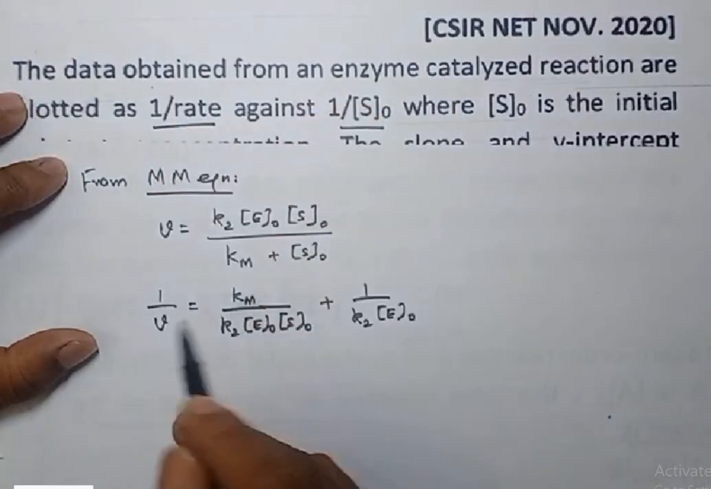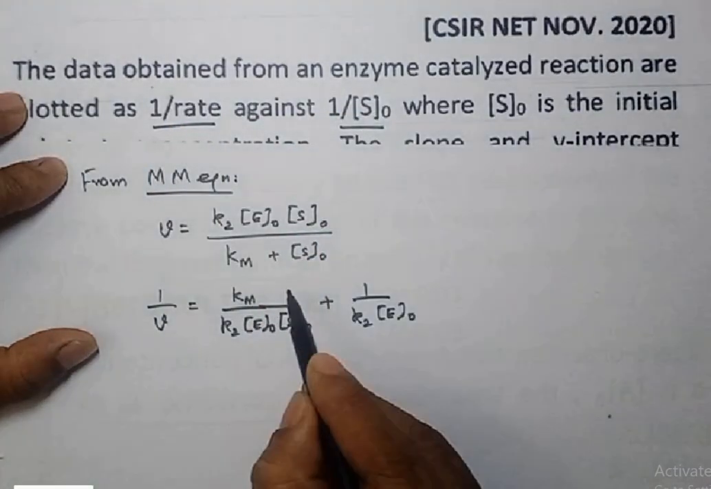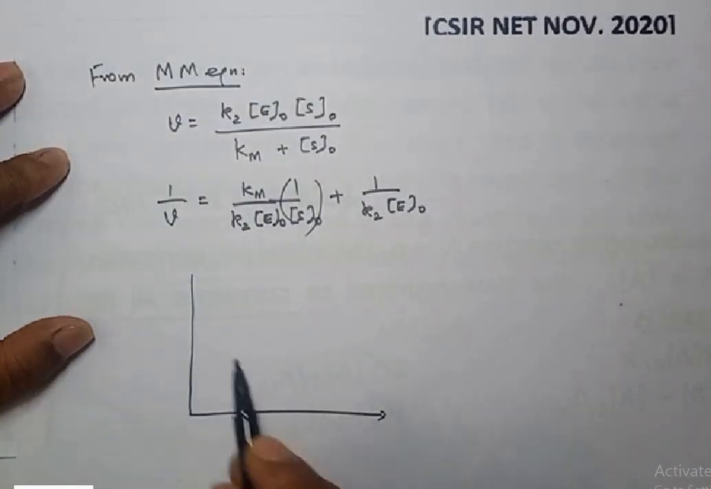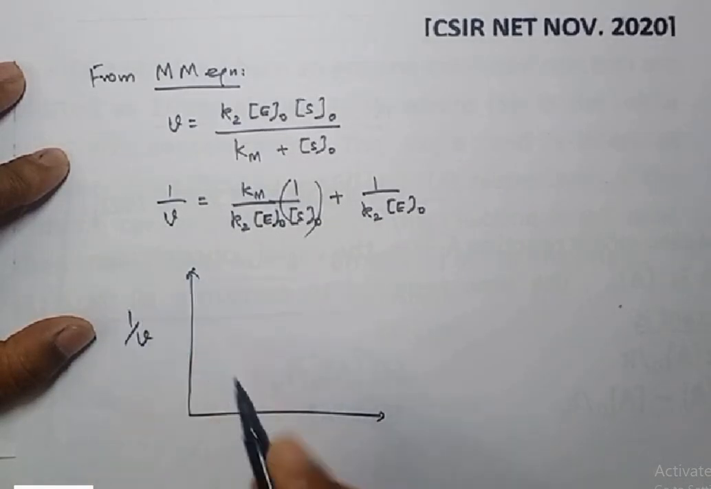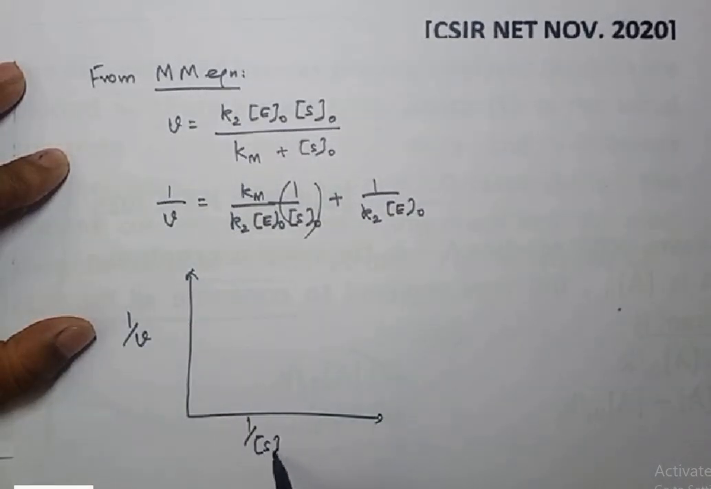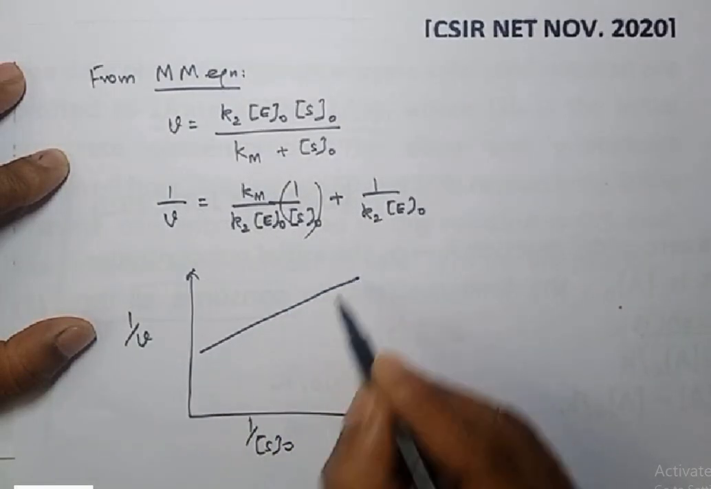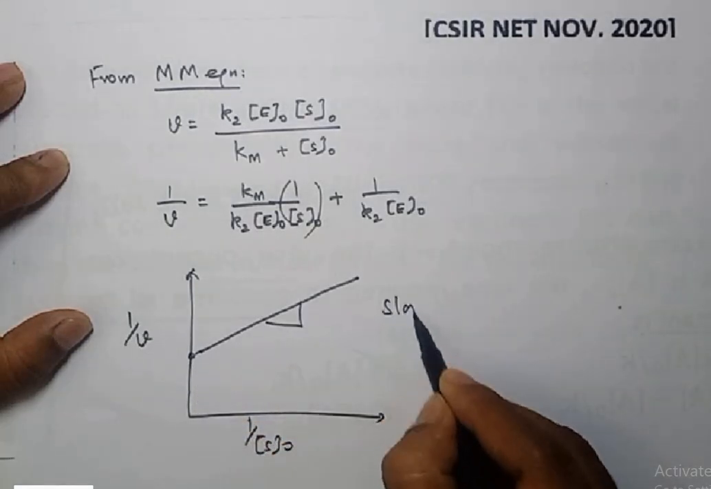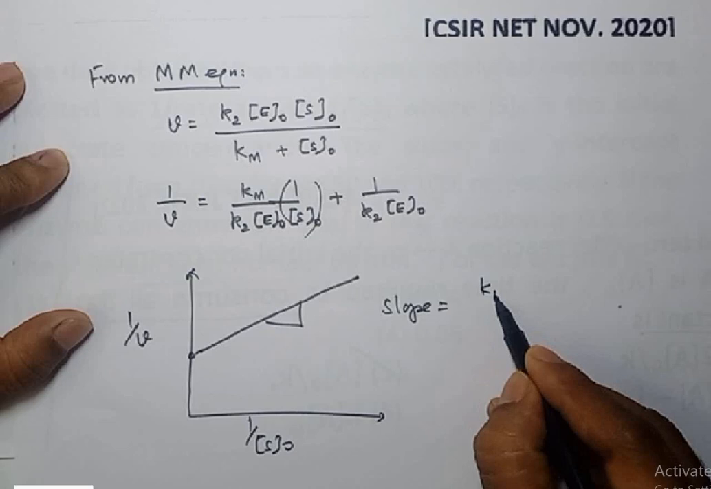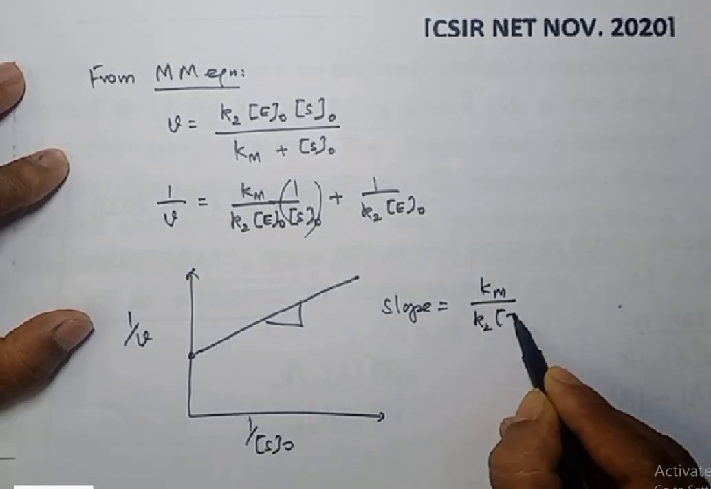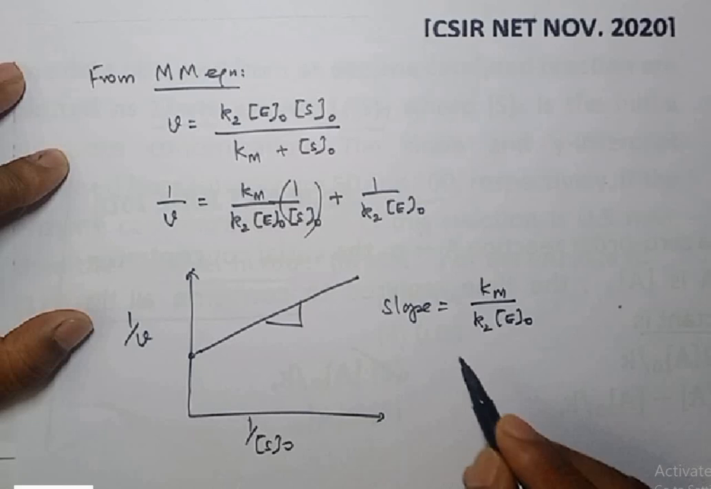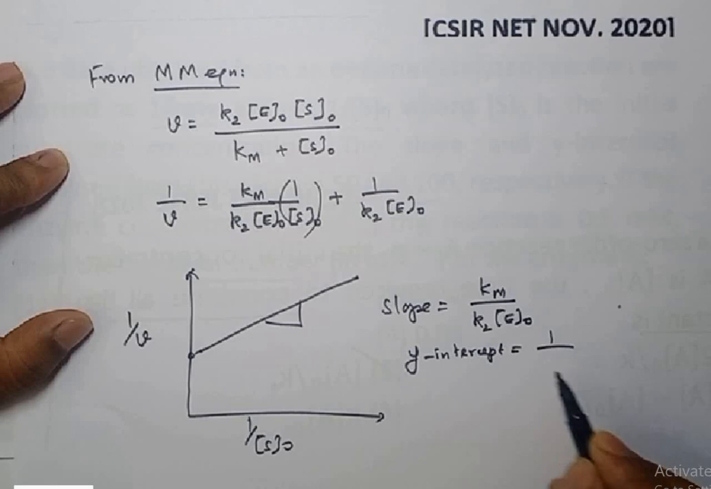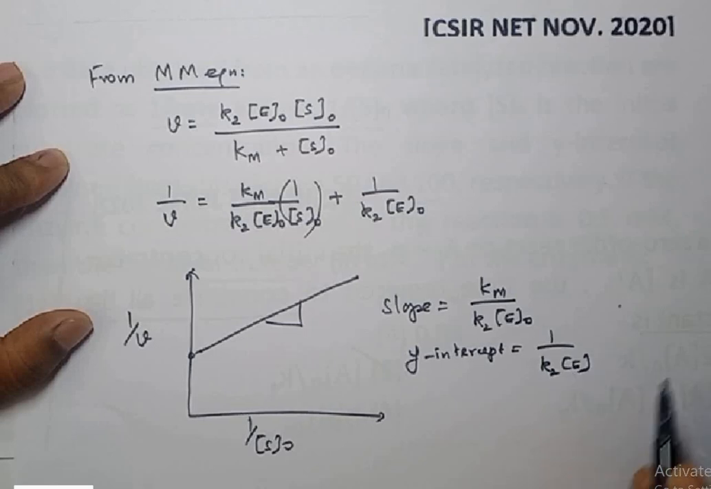If you plot 1 by V, that is 1 by rate, versus 1 by S0, we get a straight line with a positive slope, and this is the y-intercept. So, what is the slope? Slope is equal to Km by K2 into E0. And what is the y-intercept? Y-intercept is equal to 1 by K2 into E0.